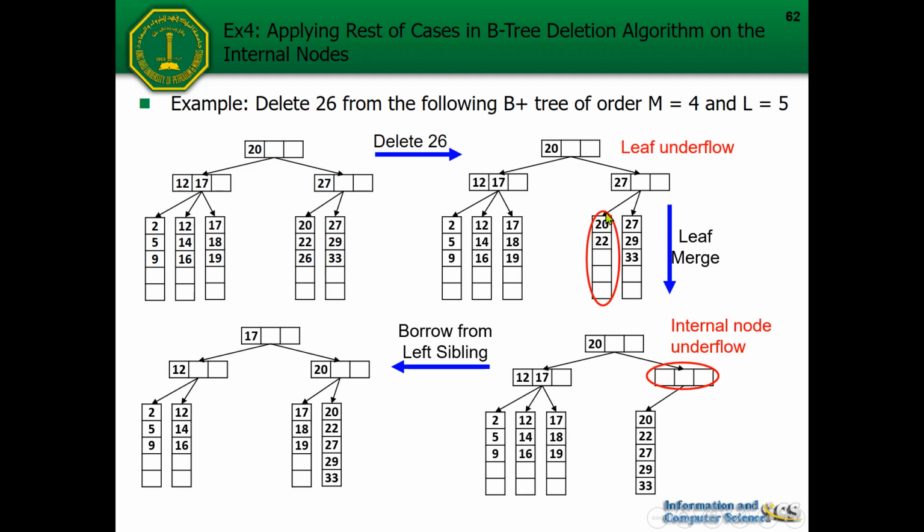Then you can see that this node has a right sibling containing 3 keys. So for example, if we merge these 2 nodes, we will have one node containing 5 keys, and because L is 5, it will be a valid operation. So now we can combine them together. We combine the node with 20 and 22 with the node with 27, 29 and 33 to become like this.